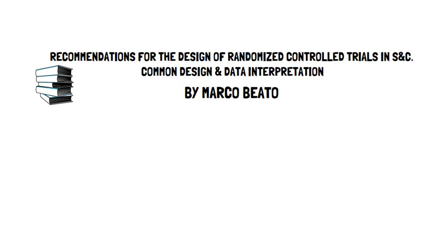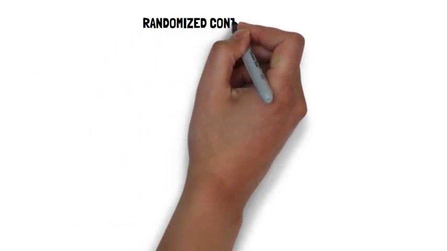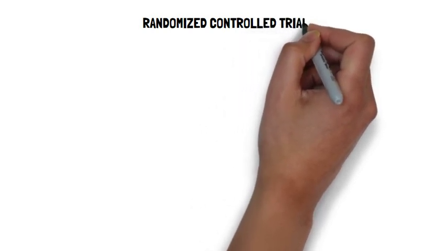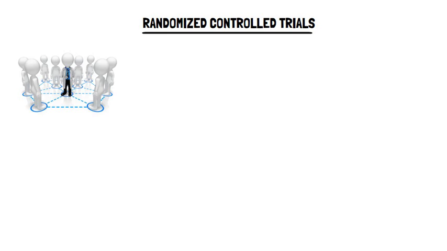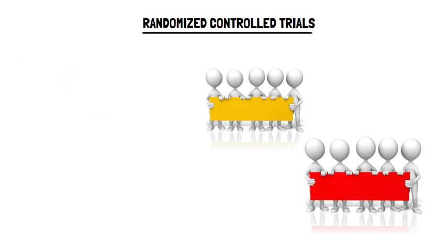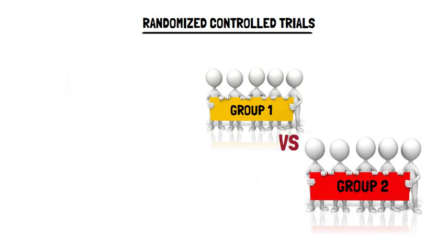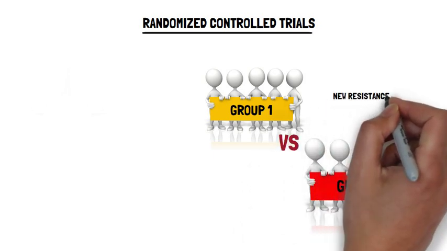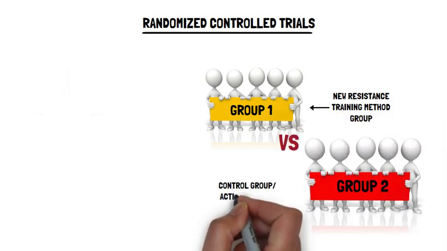First of all, randomized controlled trials are studies that aim to verify a research hypothesis in which a number of participants, for example athletes, are randomly assigned into groups that correspond to a specific training protocol. An example of a randomized controlled trial is the comparison between a new resistance training method and a control group or an active control.